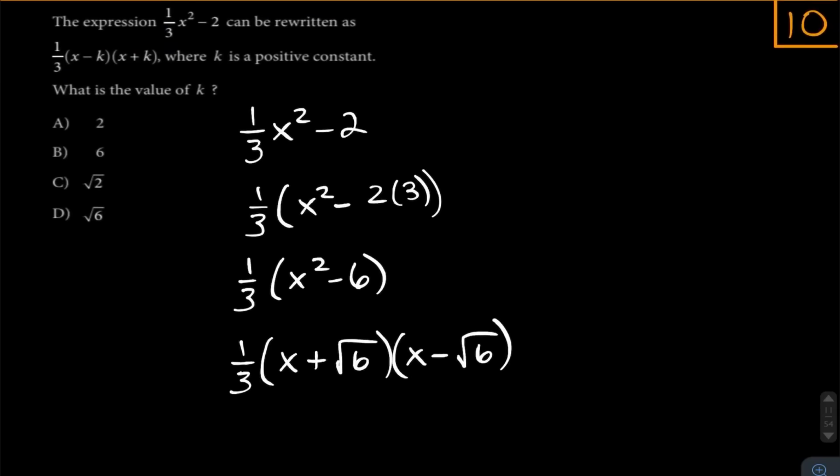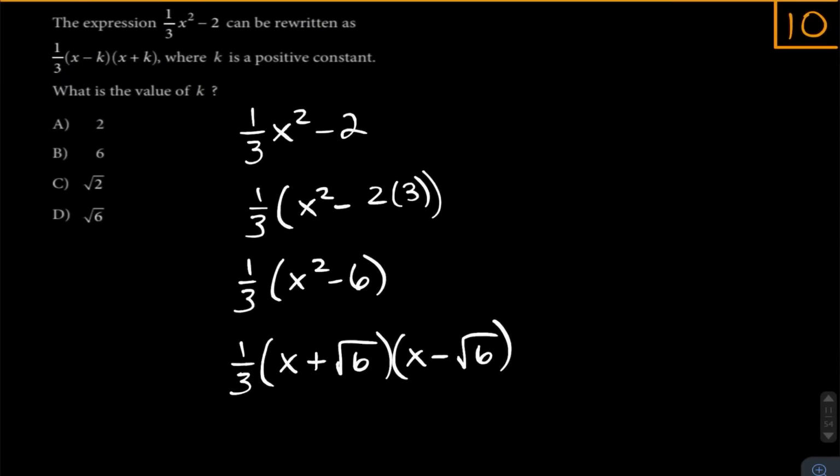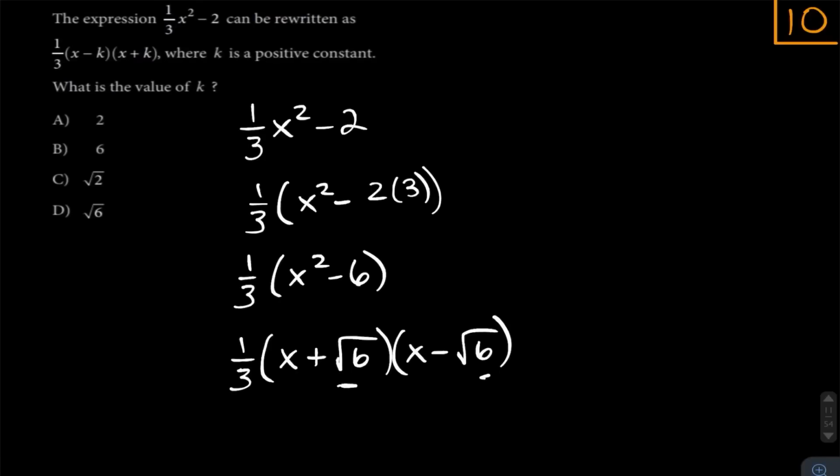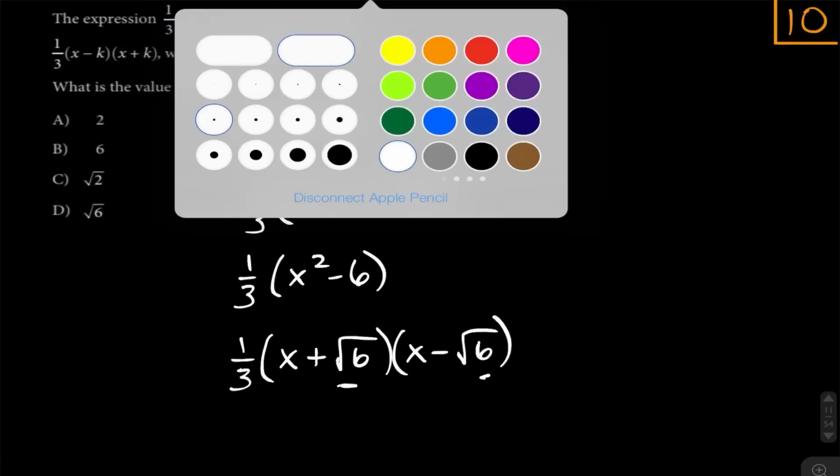And so you can see here, right, it's x minus k, x plus k. That k here is the rad 6. So the answer to this problem is choice D. And actually, I'm going to circle that in orange.